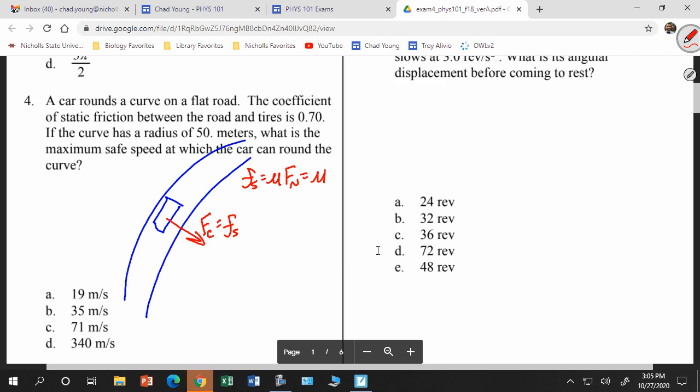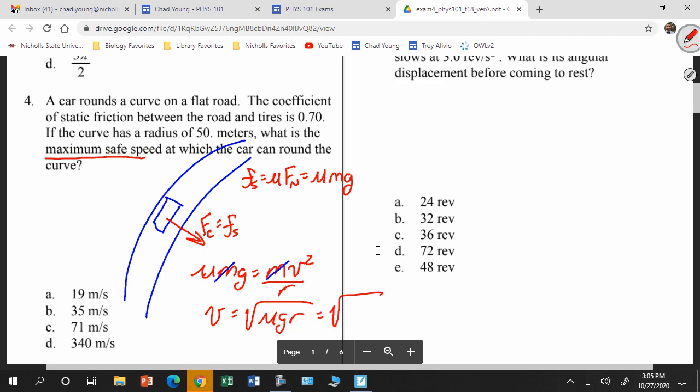And so I know that static friction is mu Fn, and that's going to be mu times m times g. That's from Chapter 4. And I know that that's also going to be my centripetal force. So mu mg is equal to m times v squared divided by r. And I'm looking for the maximum safe speed, so that means that I'm looking for v. Notice my masses cancel out, and then I can solve this for v. It's going to be the square root of mu times g times r, which is going to be the square root of 0.7 times 10 times 50. Square root of 7 times 50, square root of 350. It should be 19.